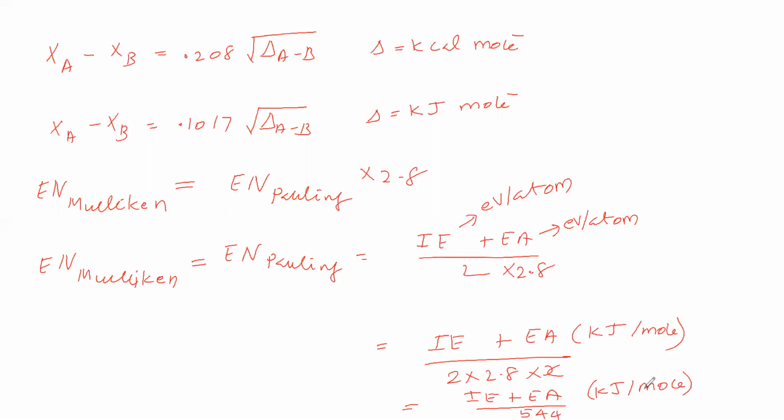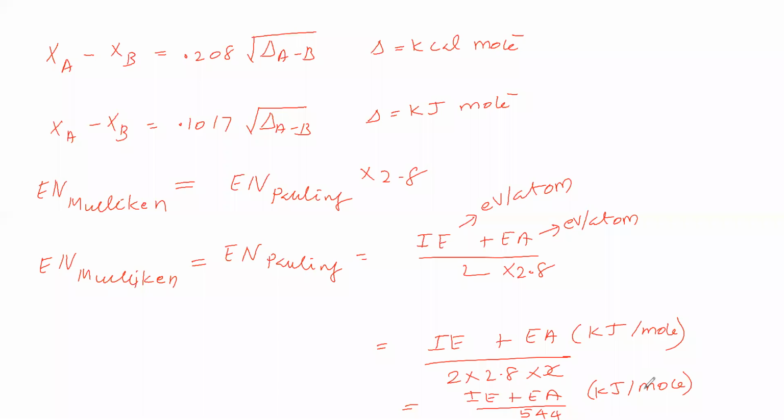Then how will the metallic nature be? Down the group, metallic nature rises. Along the period, metallic nature reduces. Next, we will see non-metallic nature. Down the group, non-metallic nature decreases. Along the period, non-metallic nature increases.